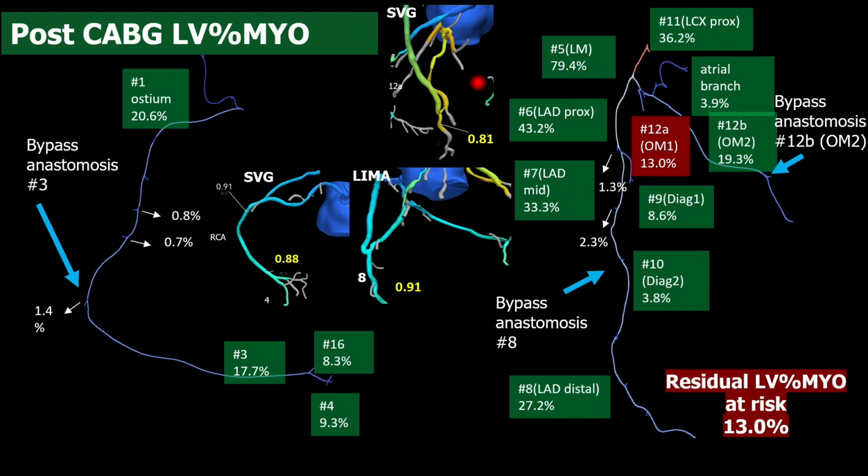So many of these territories which were in red are now in green. The only one which is not normalized is the first obtuse marginal, because the surgeon did not graft that vessel. So the residual LV% myo at risk is 13%.